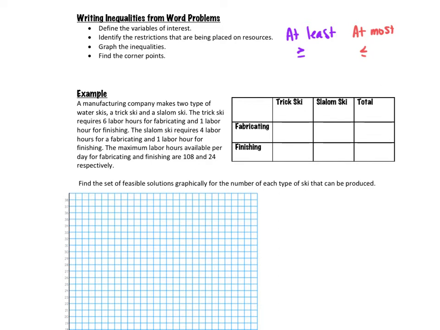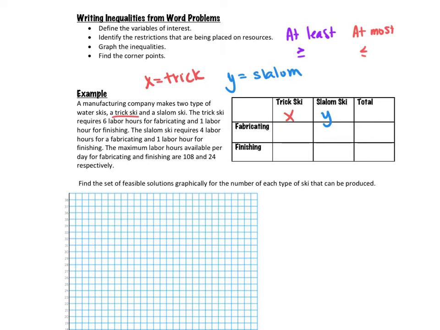Let's define our variables as either you have a trick ski, which we'll call X, or you have the slalom ski, which we'll call Y. And what we can do is make a table out of this. This table is going to help us organize what we're talking about. So notice the X variable is sitting here, and the Y variable is sitting here. And then we have our restraints. Well, what is restraining us? The two processes they have are fabricating and finishing. We only have a certain amount of time for each one.